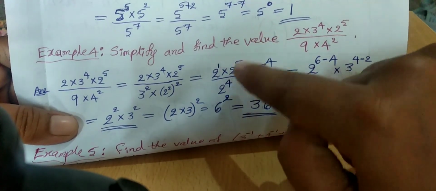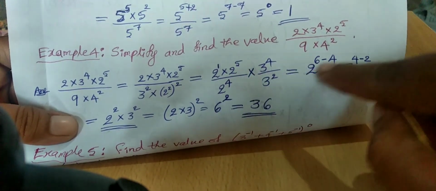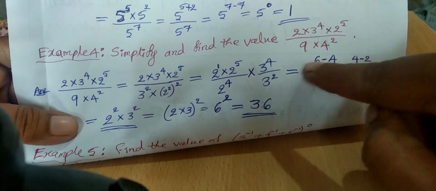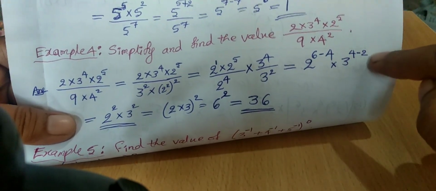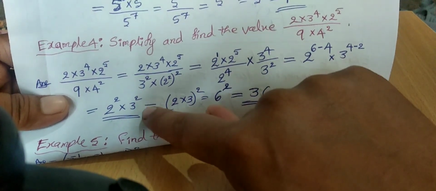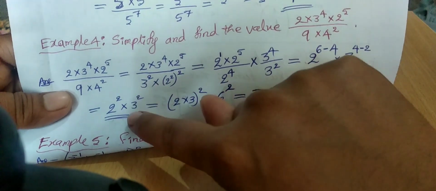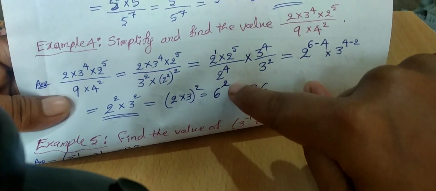So a to the power m divided by a to the power n will be a to the power m minus n. 6 minus 4 I will get, and 3 to the power 4 minus 2, which means 2. I will get 2 square into 3 square. It means a to the power m into b to the power m is a into b to the power m, that is 6 square.